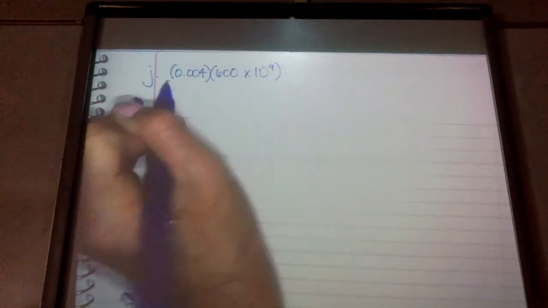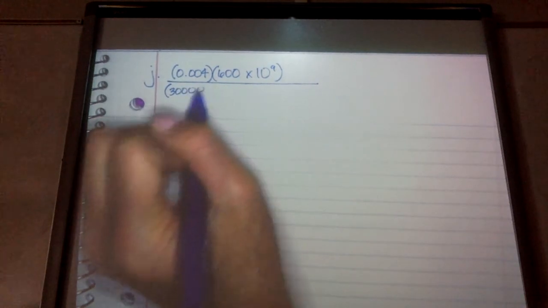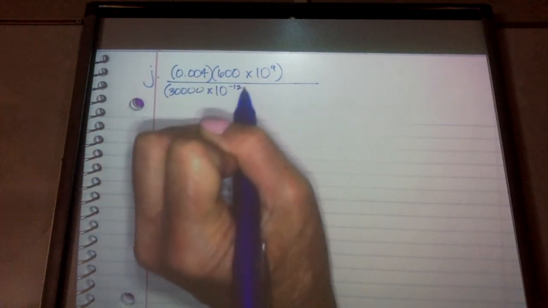And we're going to just jump right in to part J. So in part J, on the top, we have 0.004 times 600 times 10 to the 9th. All over, we have 30,000 times 10 to the negative 12th.